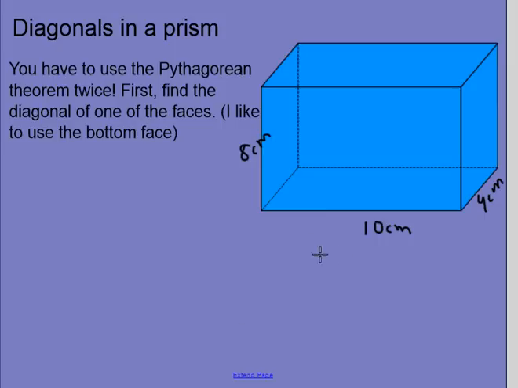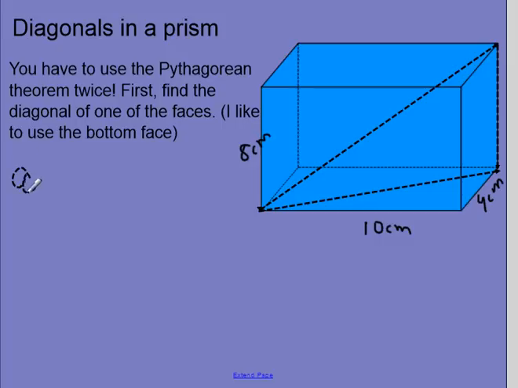So in order to do that, first, I need to know what this length is, this diagonal across one of the faces of the base. Because what I'm going to be doing is making a right triangle out of one of my edges and the diagonal of the bottom face so that I can find this hypotenuse here, which will tell me the diagonal of the entire prism. So let's start out with that.